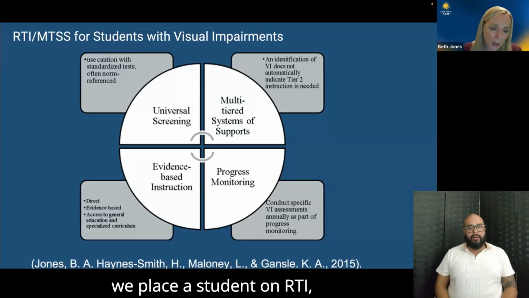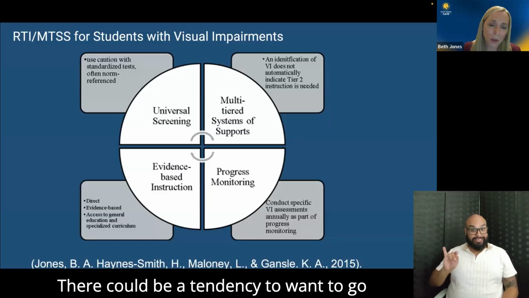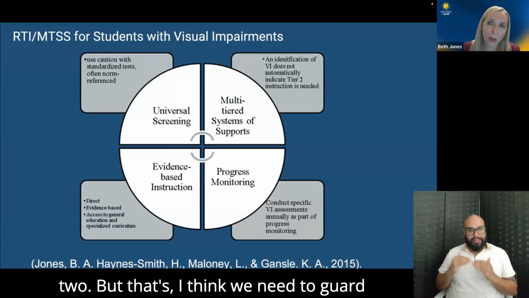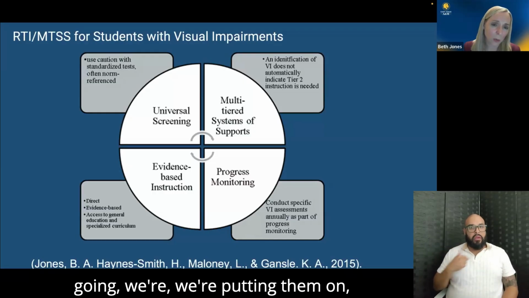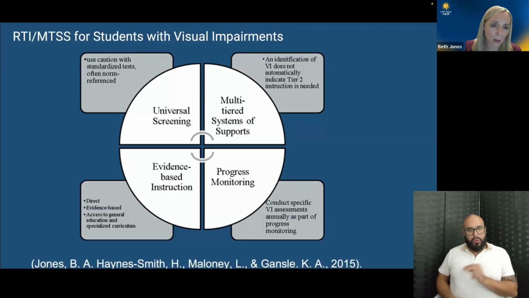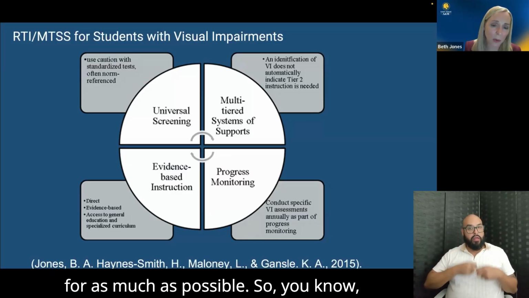When we place a student on RTI, there could be a tendency to want to go straight to tier 2 because of the VI. We'll send them straight to tier 2. But I think we need to guard against that, because we're not going to tier 2 because of the vision. We're putting them on RTI because they're having problems in addition to the vision being corrected for as much as possible.